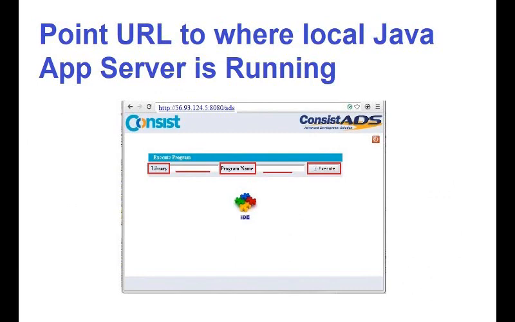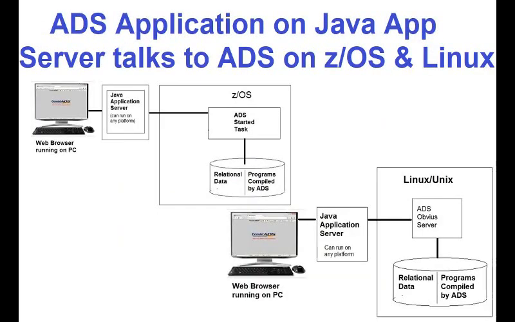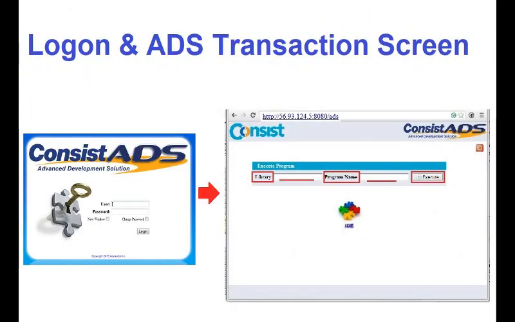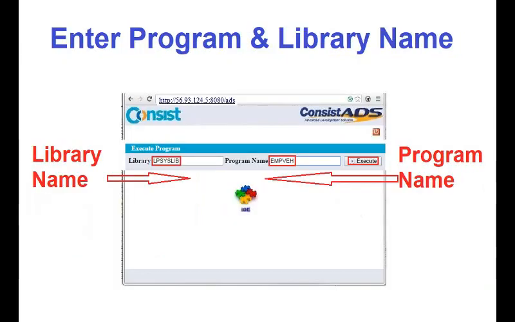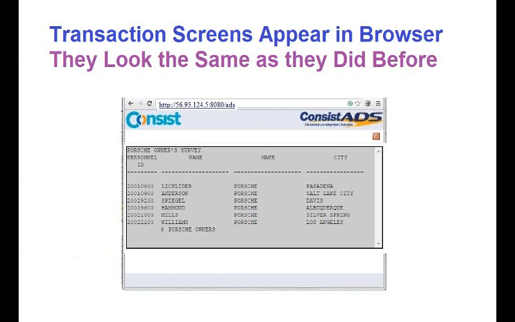Start by pointing a web browser to the URL where the local Java application server is running, such as the following URL. The ADS web application running on the Java application server communicates with the ADS runtime system on z/OS, or the ADS Obvius server that is running on Linux/Unix. After entering your user ID and password at the Logon screen, you will see the ADS transaction screen. Then enter the program name that you want to execute and the library that it is in. The program's transaction screens will then appear in the browser, and you will be able to interact with the new version of the program just as you did when it was a Natural ADABAS program.